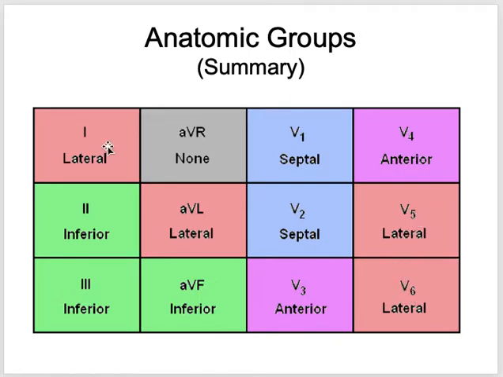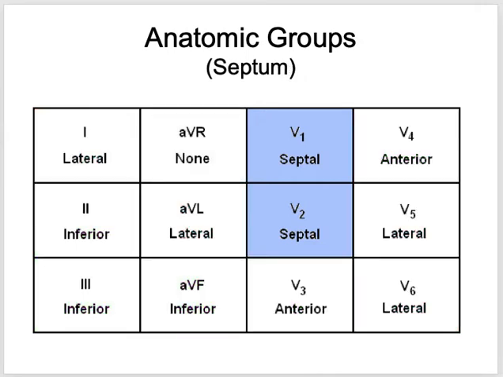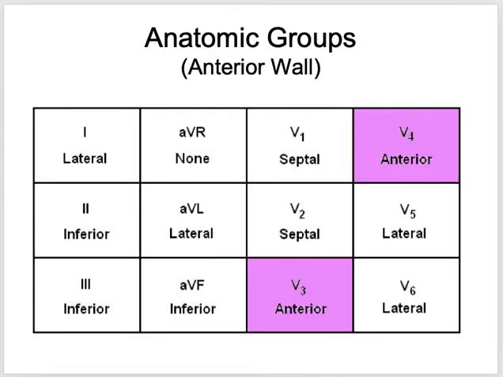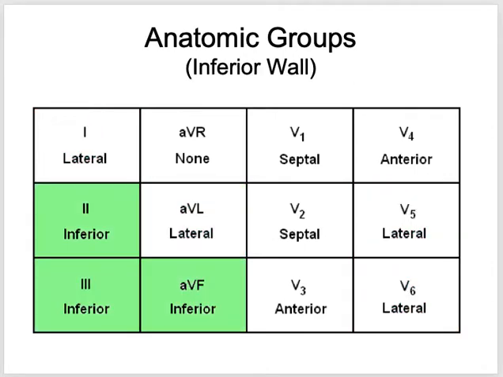Same thing with lead 1. It looks at the heart's lateral surface. Lead 2 looks at the heart from below, inferior. Lead 3, inferior. AVF, it is down, inferior. AVR, none, or you can say right atrium. AVL is also lateral. So this is how you can see the septal group, anterior, lateral wall, inferior wall. So every lead is looking at the heart.